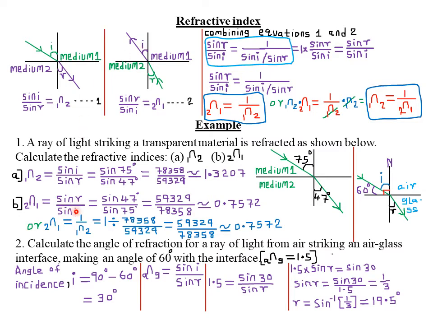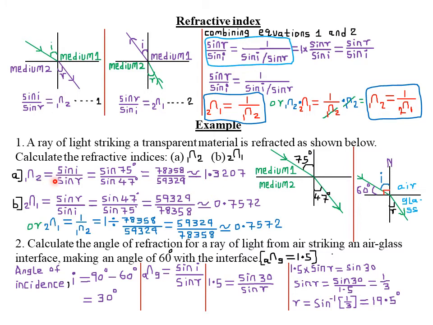Therefore, sine r over sine i will give us the angle of incidence, which is r in this case, 47 degrees. So sine 47 divided by the angle of refraction in this particular case, 75 degrees. That is for a ray moving from medium 2 towards medium 1. So sine 47 divided by sine 75, you'll get 0.59329 divided by 0.78358, which is approximately 0.7572.